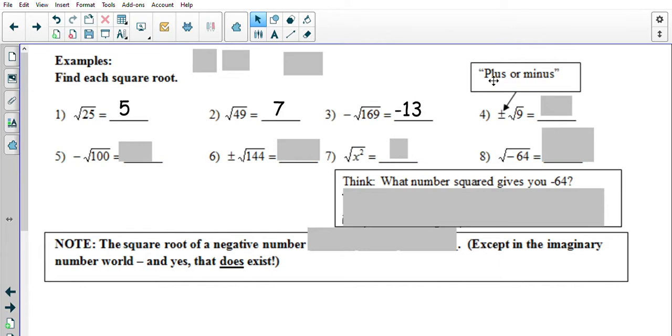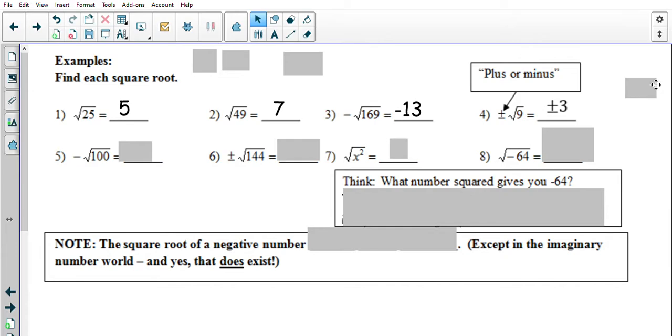So when I say plus or minus square root of 9, I'm saying what number multiplied by itself gives you 9? 3. All you do is you put the plus or minus symbol in front of it, meaning that positive 3 and negative 3 are both solutions.